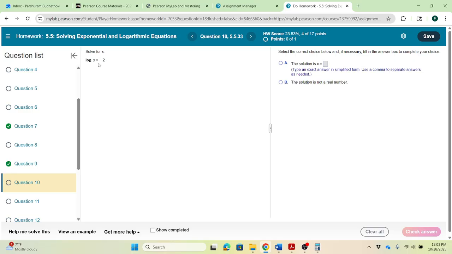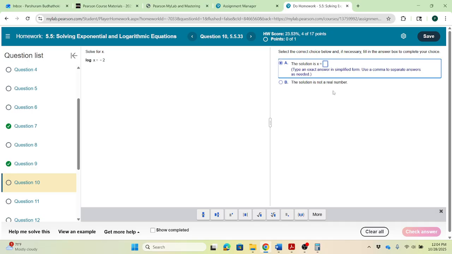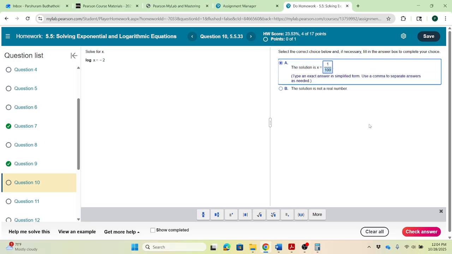So here log x equal -2, that is not x equal -2. So x equal 10 to the power -2, which is 1 over 100. Because 10 to the power -2 is 1 over 100.